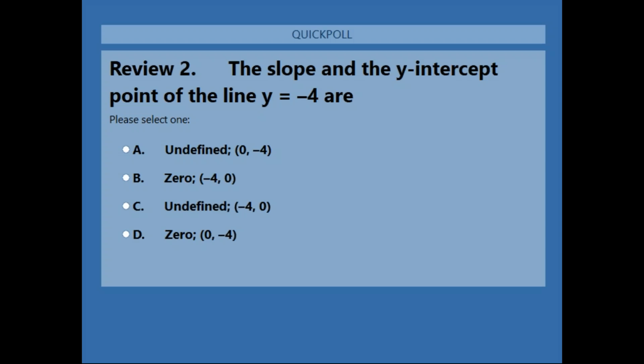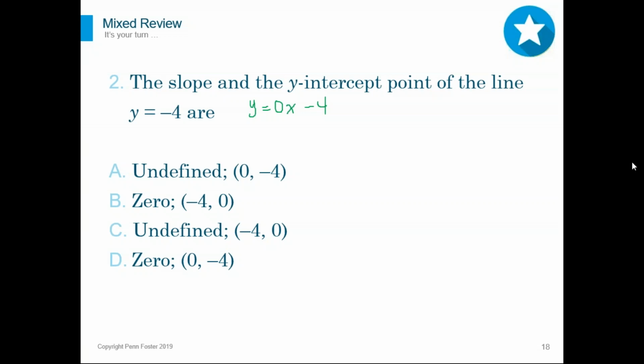This is one of the special kinds of lines. One of them is horizontal, one of them is vertical. We're going to go over it again so everyone is clear. Okay, so again, y equals 0x minus 4. This is the slope-intercept form. I can just see that the slope is 0. So I'm going to choose between either B or D.